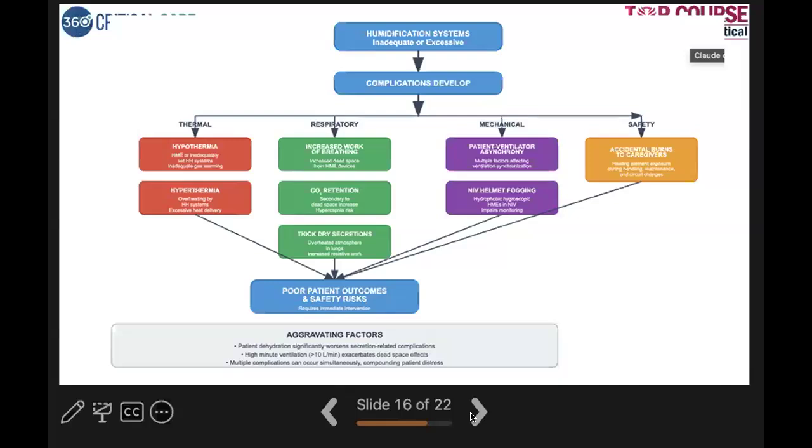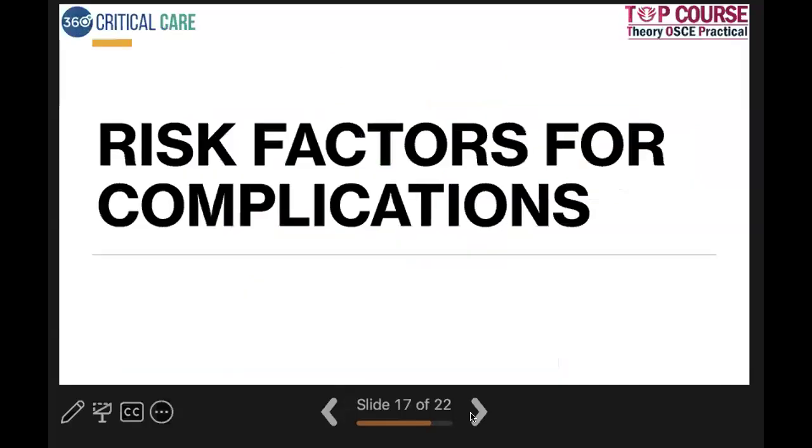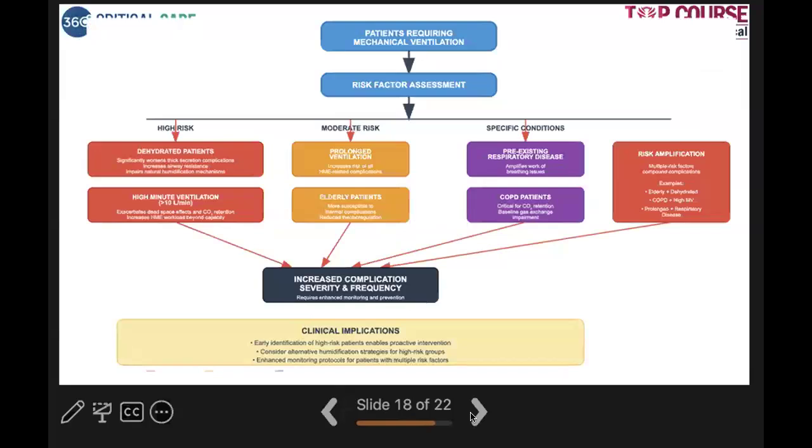One is increasing the dead space ventilation. One, based on temperature, it could worsen the secretions, make them thick, make them dry, or may condense water and cause complications. And it can cause patient ventilator asynchrony and accidental burns. But what are the risk factors for complications? We are not putting humidifiers in all patients, right? Day to day, these complications do not happen. We don't remove HME, right? In which patients are the complications more common?